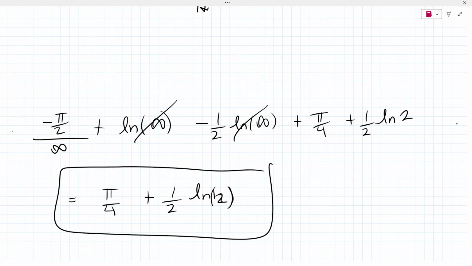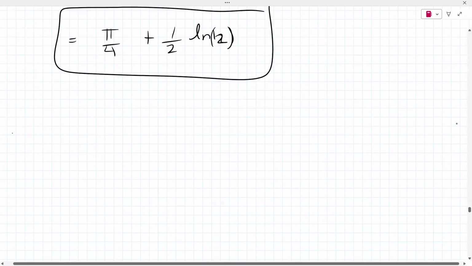Okay, so this one was kind of difficult because you did an improper integral and then you had to do integration by parts. Okay, let's move on. Let's do a word problem.